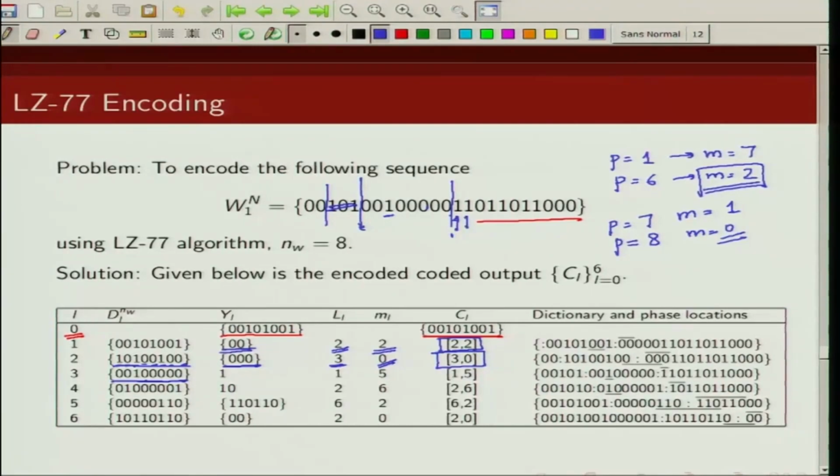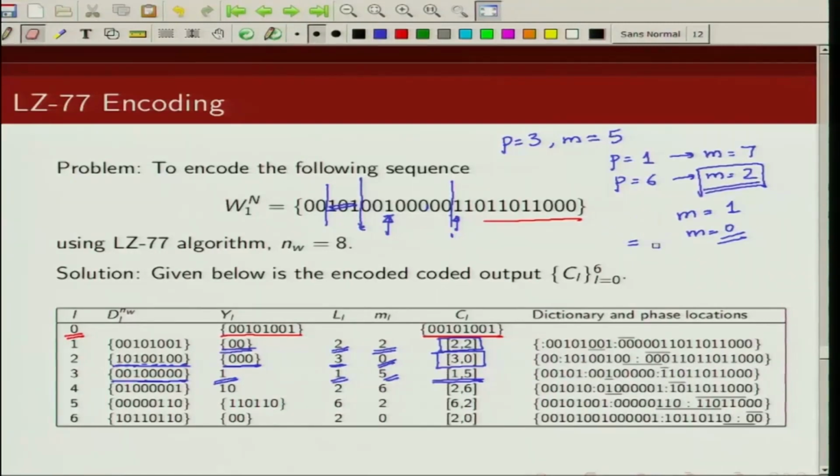What about 1, 1? Is there a match of 1, 1? The answer is no. So there is only a match of 1 here. So the substring which gets matched is 1. It is of length 1, and this corresponds to p equal to 3, so it corresponds to m equal to 5. So the code word corresponding to the match string 1 is 1 and 5.